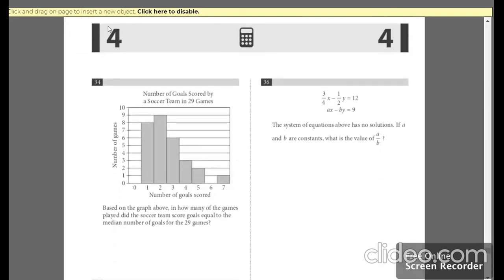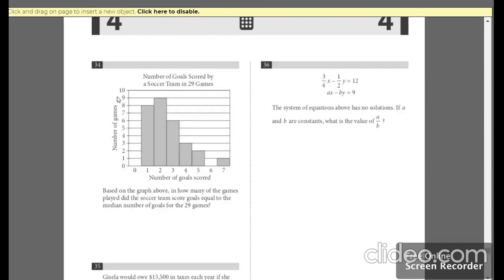Now moving on to question number 34, which is a graph. So number of goals scored to the number of games.